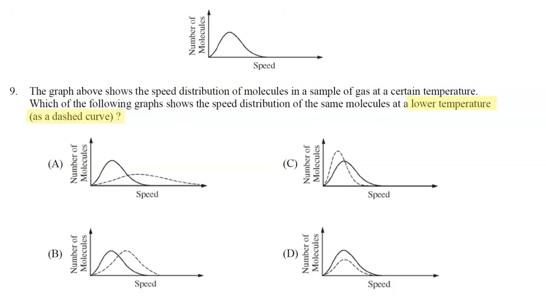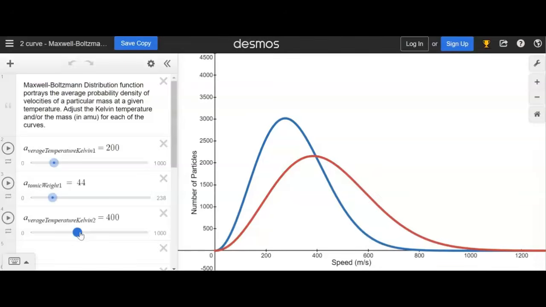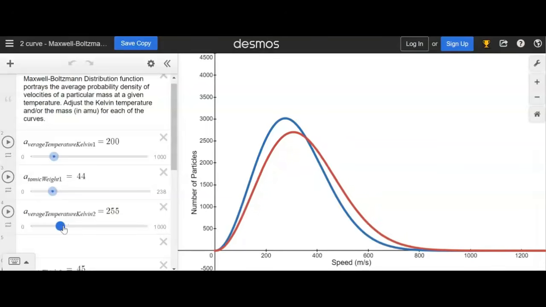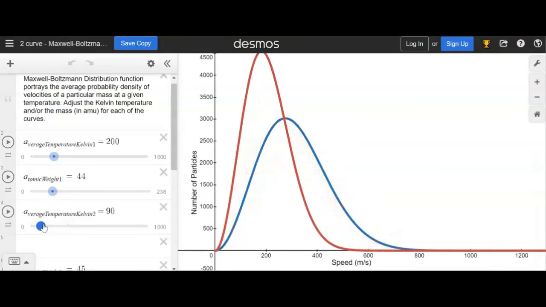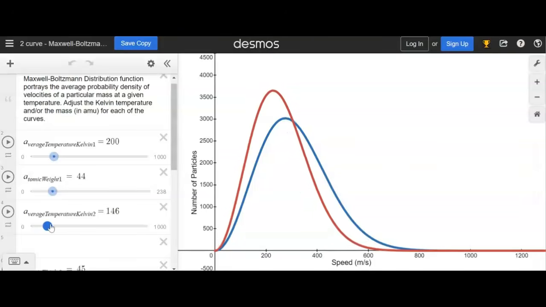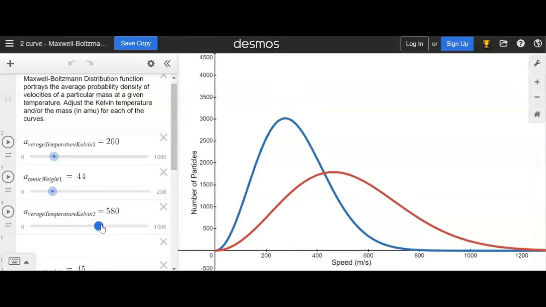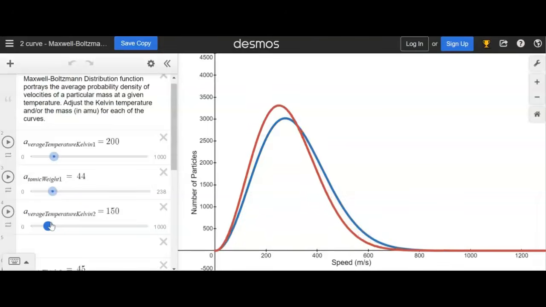So let's go ahead and take a look at that Desmos curve one more time, but this time I'm going to change the temperature so we can see how that curve is affected. So now watch what happens when I decrease the temperature of the gas sample. You can see the average speed of the particles decreases. They start moving more slowly. If I increase the temperature of the gas sample, then the speed increases. So lowering the temperature causes the particles to move more slowly.